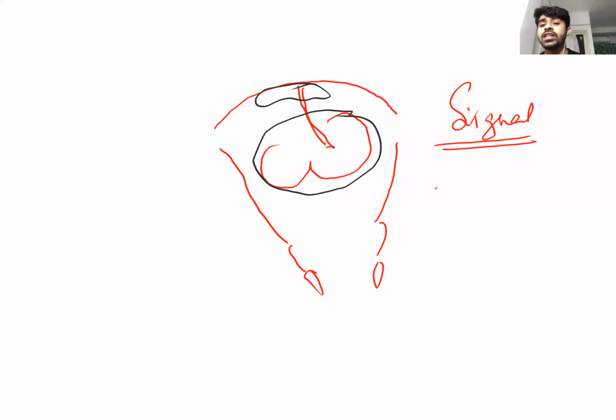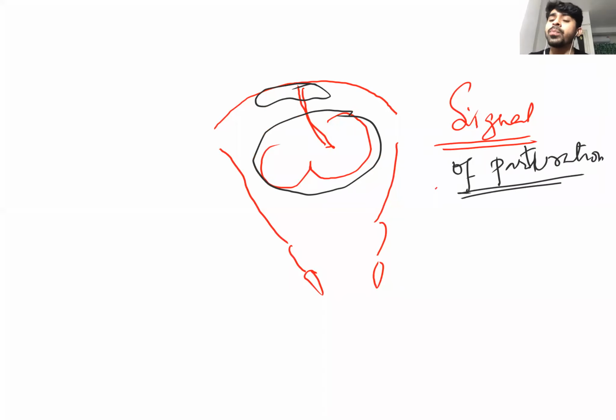So when the fetus is matured and the placenta is developed, then you will find that yes, this is the time. This is called the signal of parturition. Parturition means delivery. So the signal of parturition is coming from which structure? Not from the brain. It is coming from the fully developed fetus and placenta. So the placenta and the fully developed fetus are giving the signal of parturition.